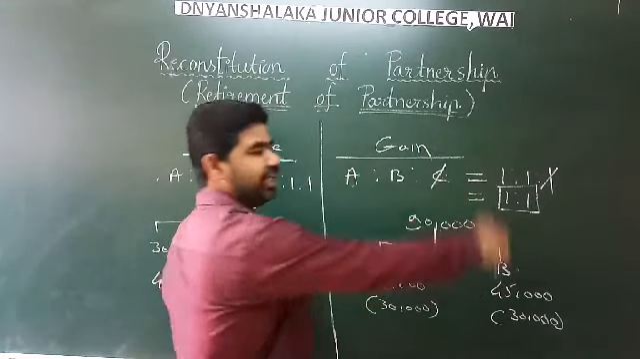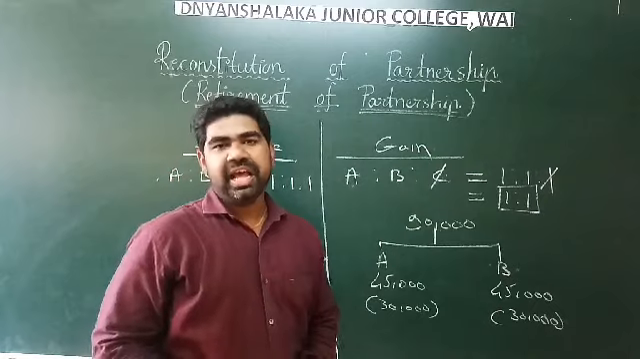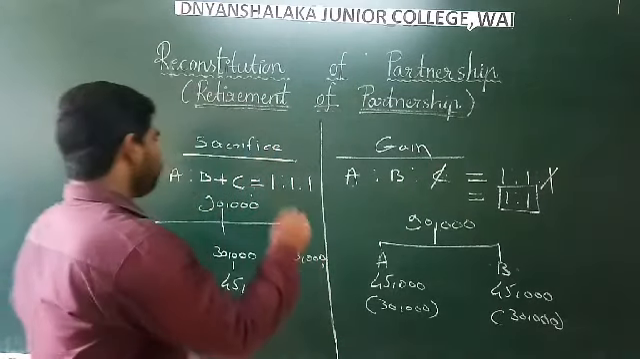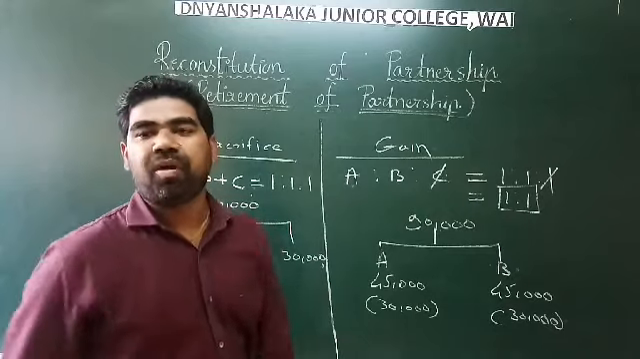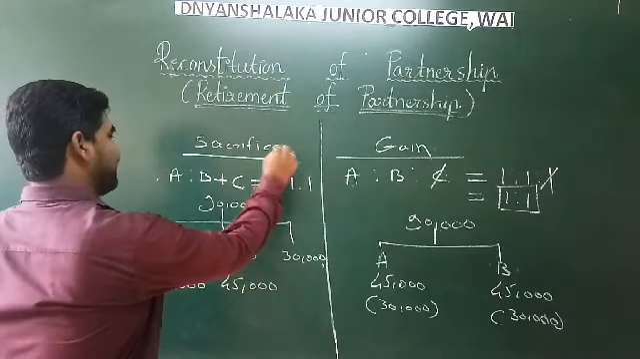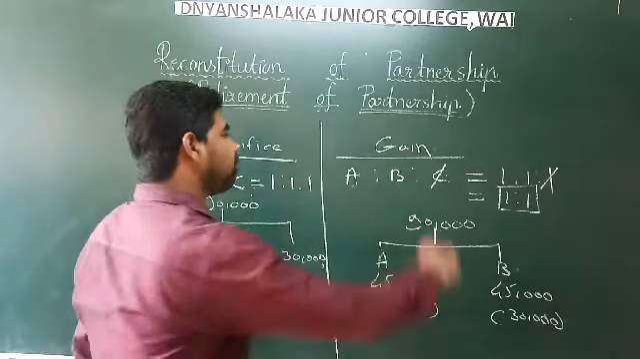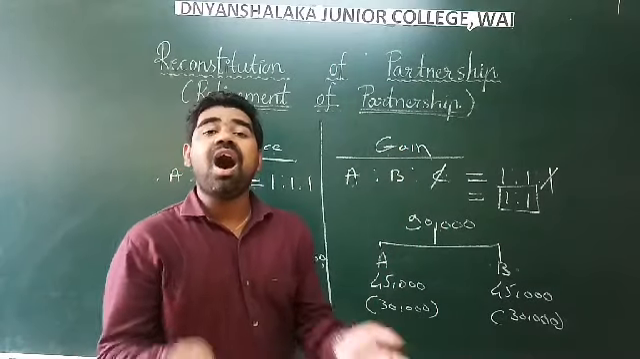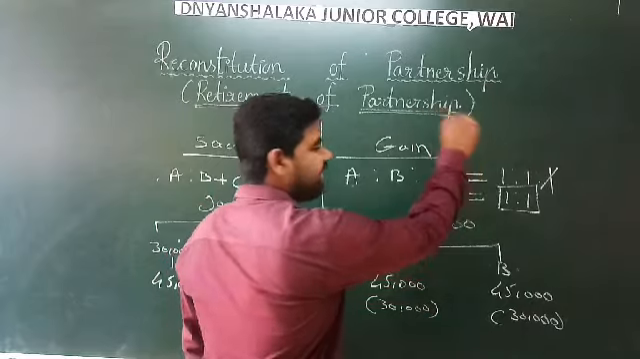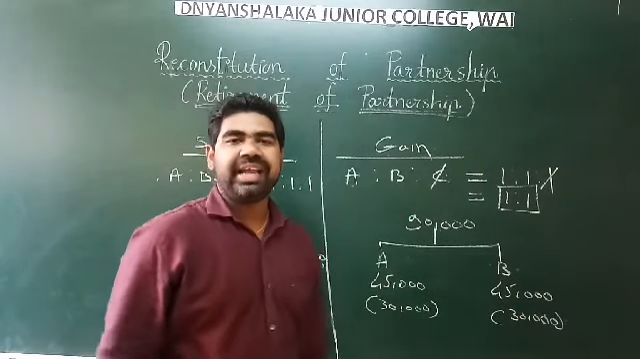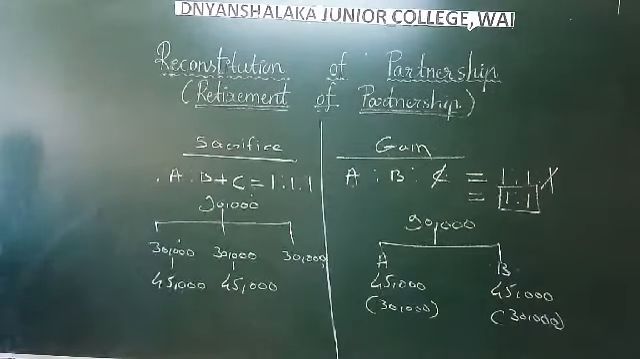This extra profit means it's a gain to those partners. That's why this ratio is known as your gain ratio. Okay, what is the basic difference? In the case of admission, the partners sacrifice the profit. That's why this ratio is known as sacrifice ratio. And in the case of retirement, those partners earn extra profit, means they gain the profit. That's why this ratio is called your gain ratio.